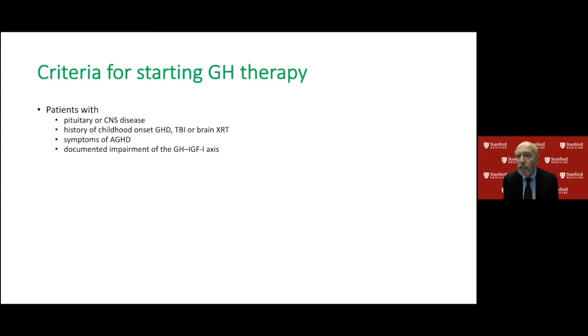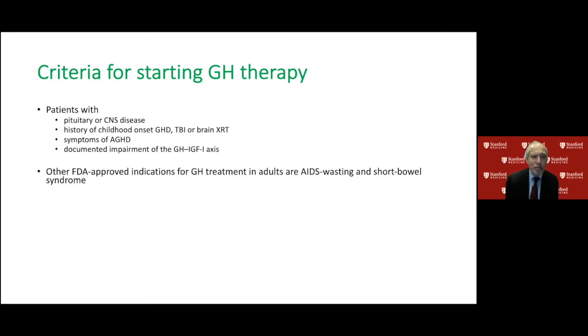Well, what are the criteria for starting growth hormone therapy? We only test patients who have had pituitary or central nervous system disease, a history of childhood onset growth hormone deficiency, traumatic brain injury or brain irradiation. Other indications in adults are AIDS wasting, which is something we really don't see anymore with the more modern therapies for AIDS, and short bowel syndrome, although it is not used commonly for this indication.